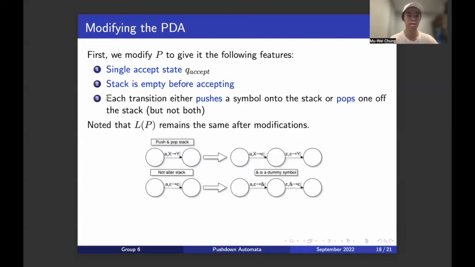And the third is that each transition either pushes a symbol onto the stack or pops one off the stack, but not both. A transition which pushes and pops at the same time can be split into two transitions: first push a symbol, and then pop a symbol. And for those that neither push nor pop, we can simulate it by pushing a dummy symbol and then popping the dummy symbol immediately after.